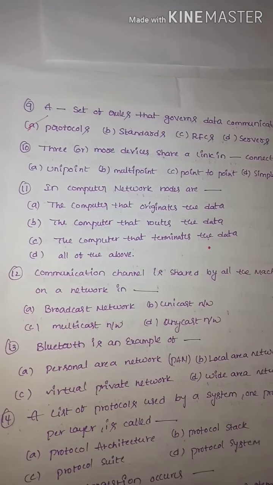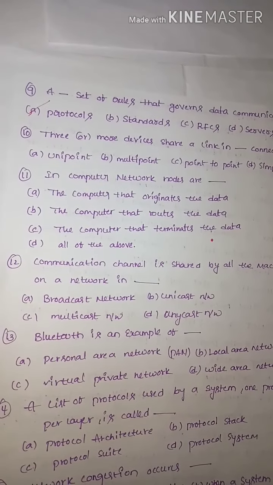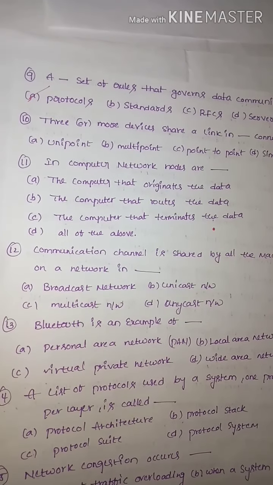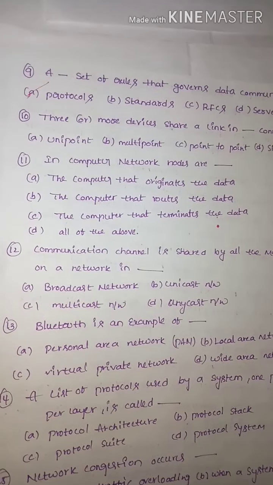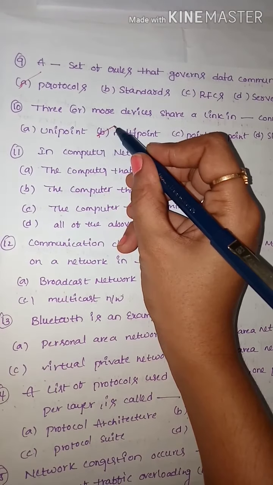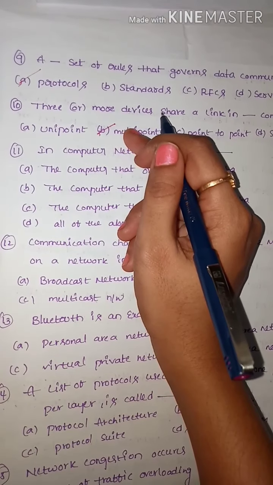So a multipoint communication is established when three or more networking nodes are connected to each other. So the answer is multipoint. An example of multipoint is Frame Relay, Ethernet.